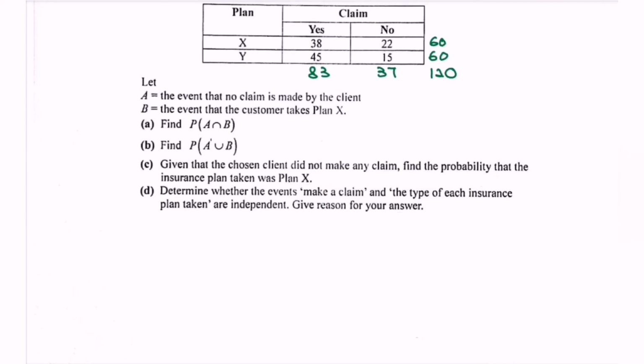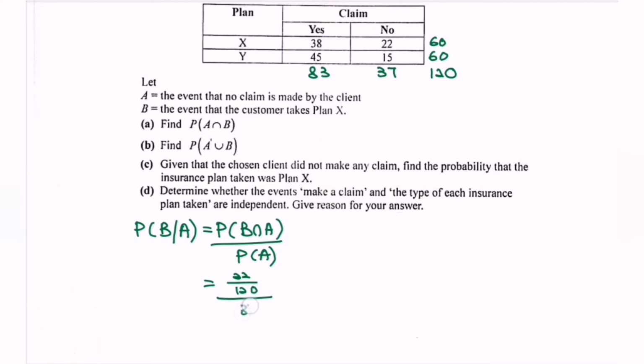Kindly refer to question C. Given that the chosen client did not make any claim, that means no claim. Find the probability that the insurance plan taken was plan X. So here we have the probability of B given that A has occurred. By conditional probability, we have B intersect A over the probability for A. So A intersect B, which is the part A, is 22 over 120, over the probability for A, meaning no claim, 37 over 120. So we have 22 over 37.